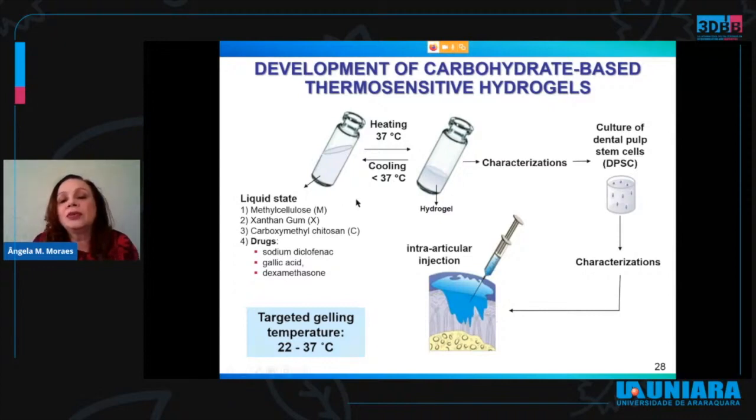So we produced the materials. We did several types of characterizations, mostly rheological characterizations. In the most promising formulations, we cultured dental pulp stem cells. We analyzed these cultures to see if the cells could be differentiated to chondrocytes, and then afterwards we could inject these formulations inside the lesions directly without needing surgeries, in a less invasive approach.